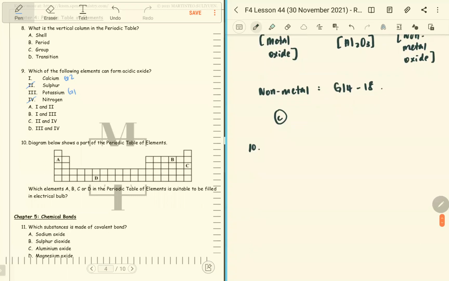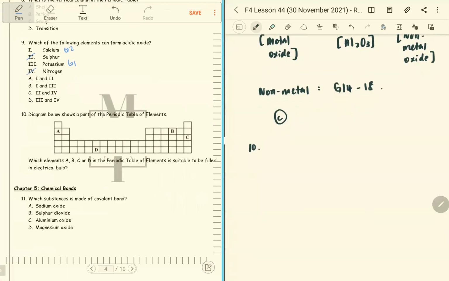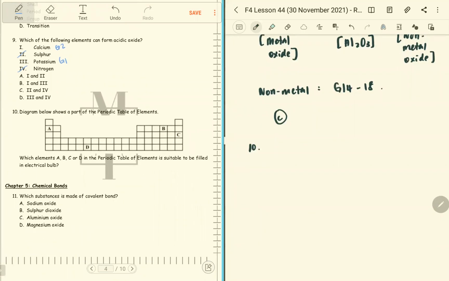Okay, question number 10. This one should be easy. Which element A, B, C, or D in the periodic table is suitable to be filled in an electrical bulb? Anything that you see in an electrical light bulb, you know we are talking about argon, and we know argon is in group 18. You can just take a look at group 18 in your periodic table, and then you know the answer is C.